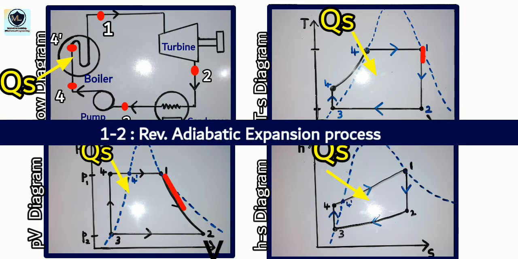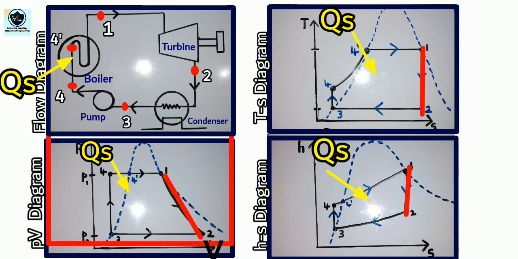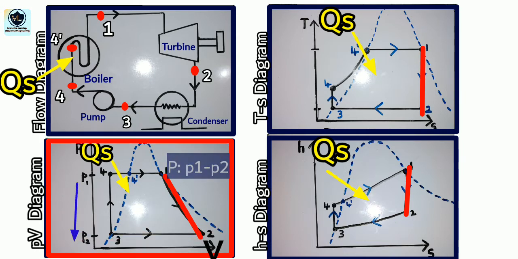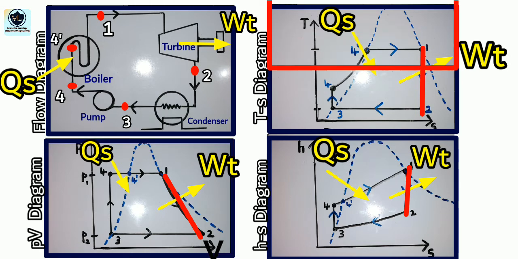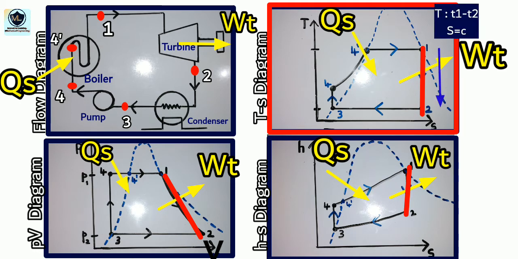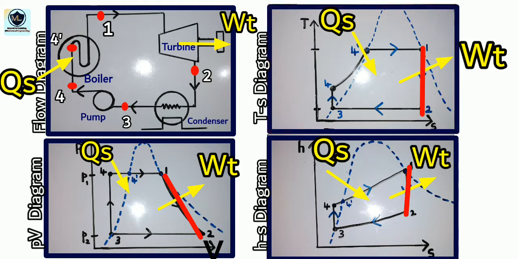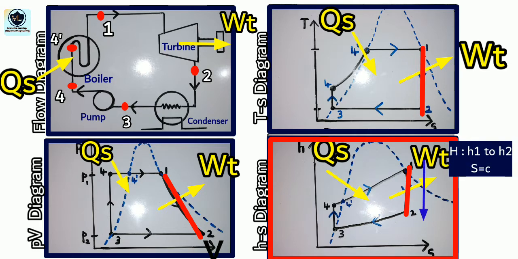In process 1 to 2, that is reversible adiabatic expansion process or an isentropic expansion process, if you observe the PV diagram, pressure falls from P1 to P2 as the steam expands in the turbine. So volume changes from V1 to V2 and work is obtained by the system, that is turbine work. In TS diagram, temperature falls from T1 to T2 where entropy remains constant, that is S1 equals S2. Moving on to the HS diagram, enthalpy falls from H1 to H2, and as I have said, entropy remains constant.